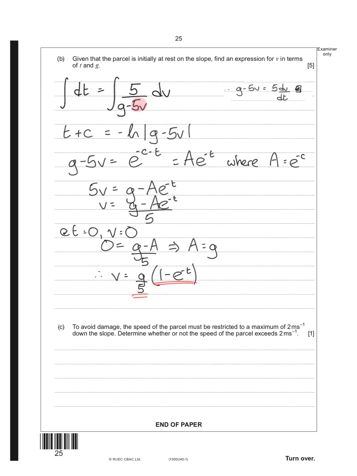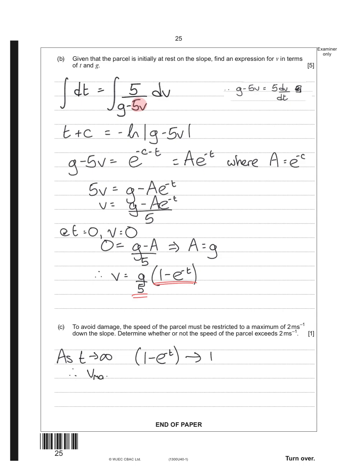To avoid damage, the speed of the parcel must be restricted to 2 meters per second. Determine whether or not the speed of the parcel exceeds that. So looking at the form of the solution we've got in part B, it's speeding up because we're taking away something that's getting smaller and smaller. So this is at its fastest as t tends towards infinity. As t tends towards infinity, the e to the minus t term tends towards 0, so 1 minus e to the minus t tends towards 1.